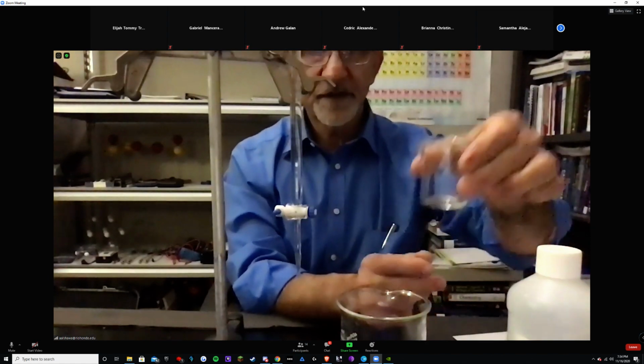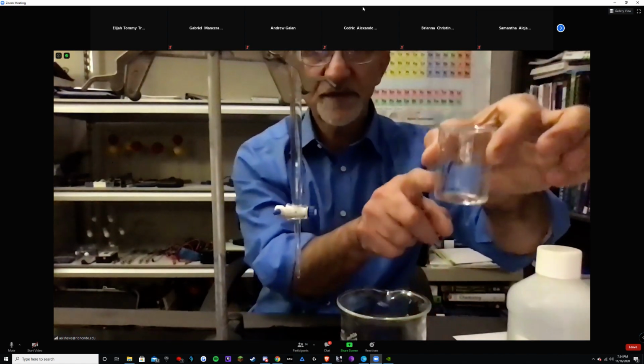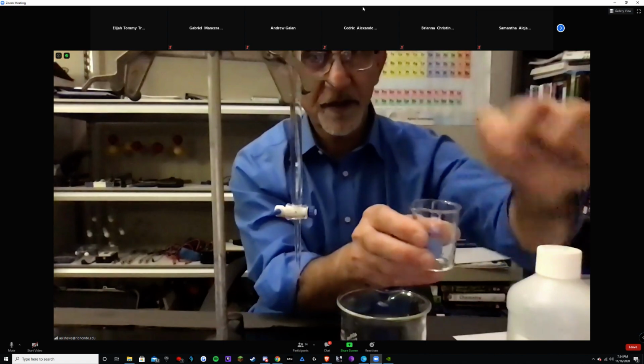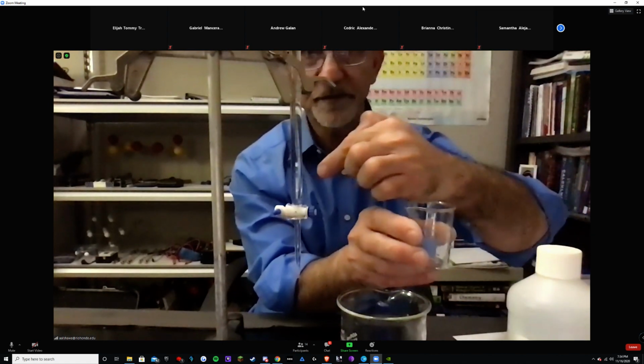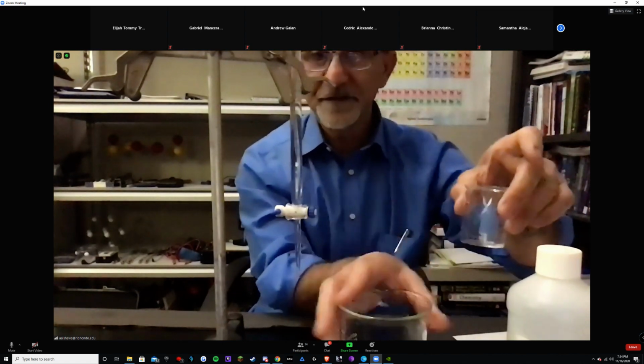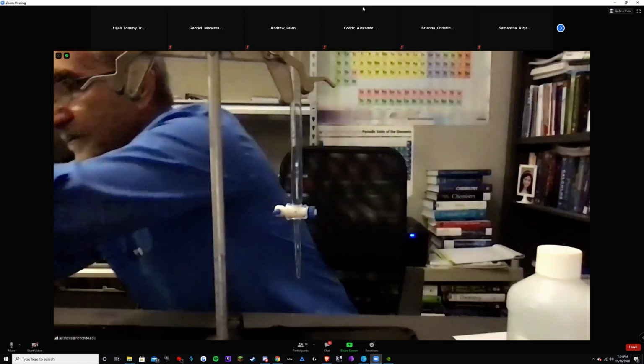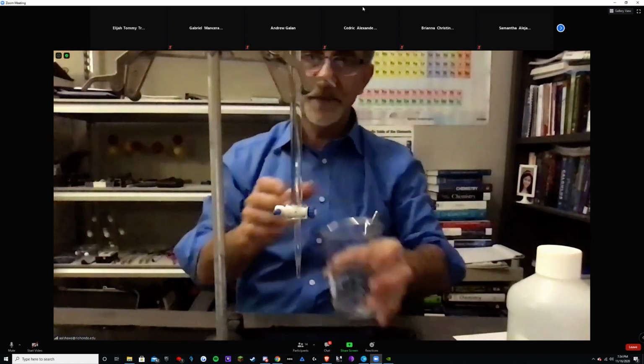So all these glassware are empty. That's the one that keeps transferring from that bottle onto that glassware onto the burette. So keep it empty, don't fill it. Now going back to that burette.